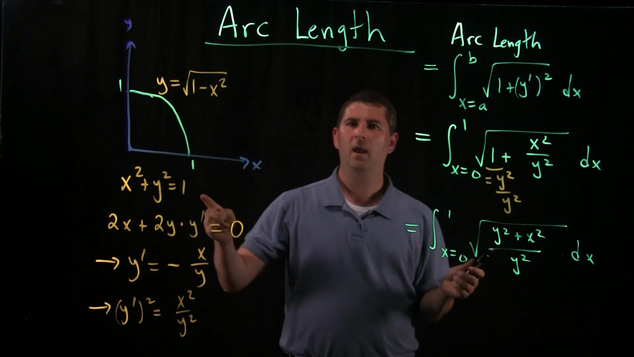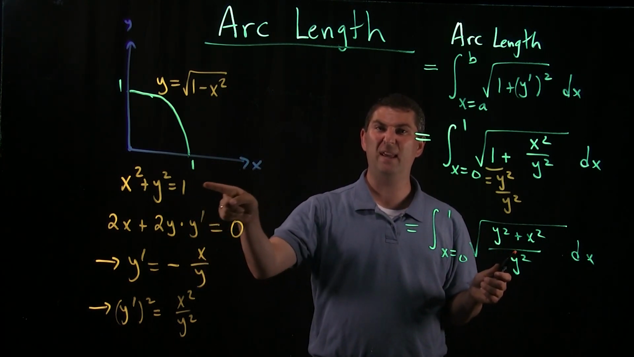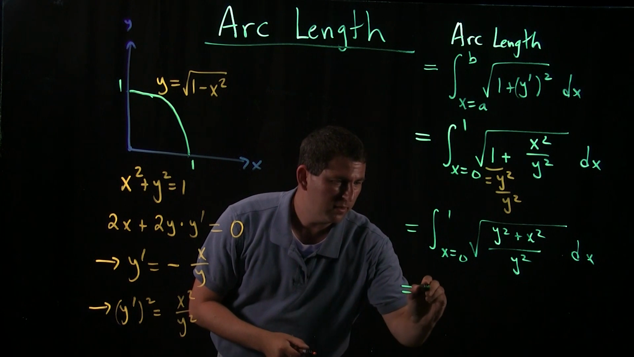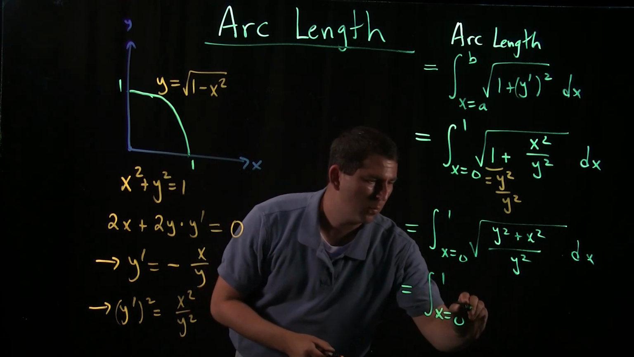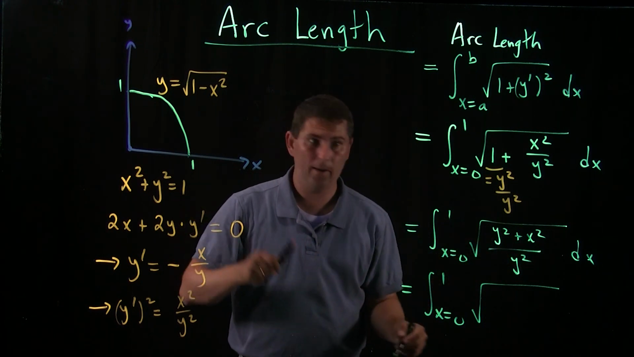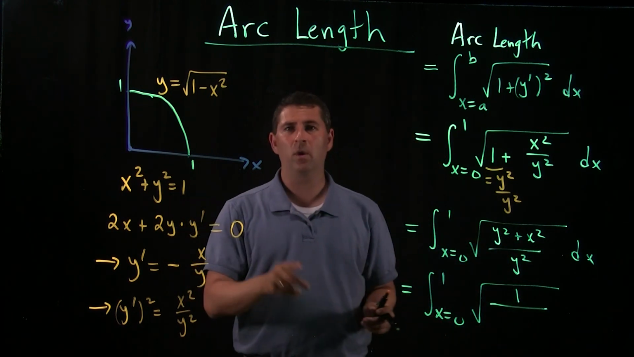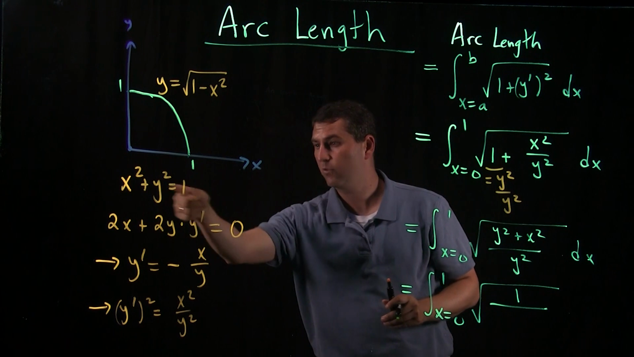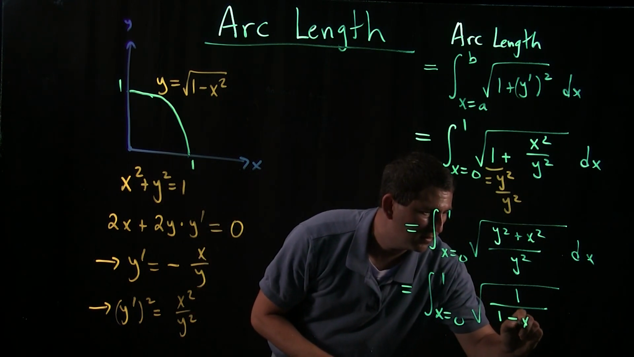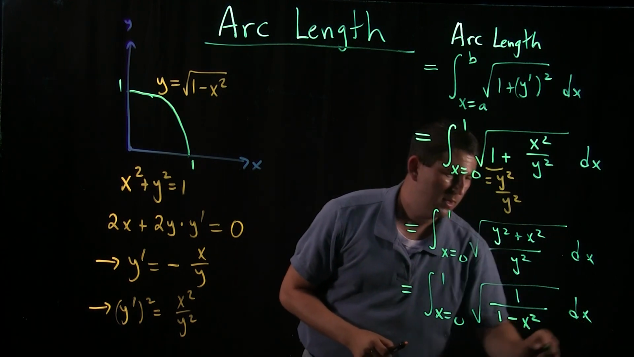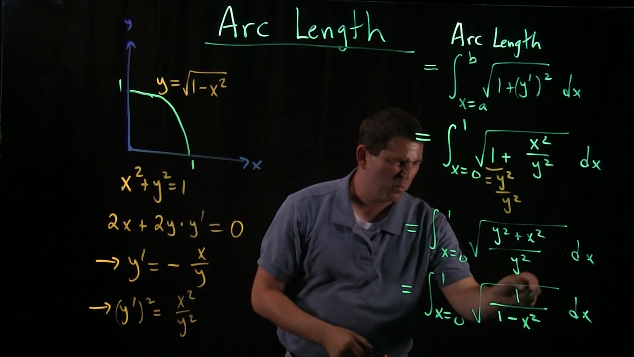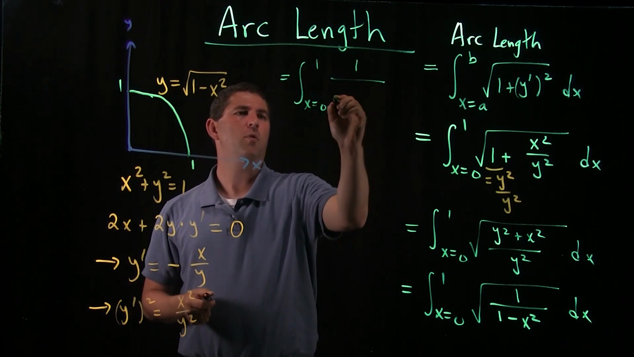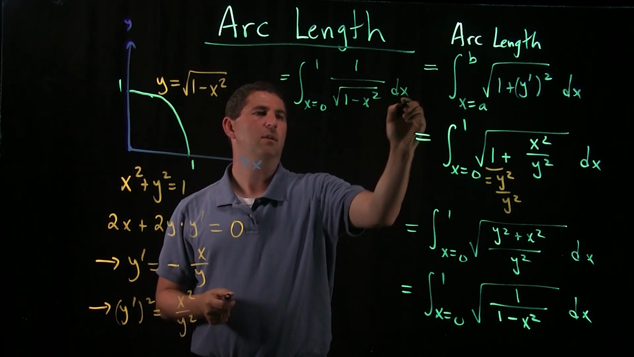Where have I seen that before? I can't remember. Right, yes, x squared plus y squared is 1. So what does this equal? This equals the integral from 0 to 1 of the root of, that numerator is just 1. And what's on the bottom? y squared. We did solve for y already, which means we know what y squared is, or we could have just solved this for y squared. It's just 1 minus x squared. And the root of 1 is just 1. So I get the integral from 0 to 1 of 1 over the root of 1 minus x squared dx.